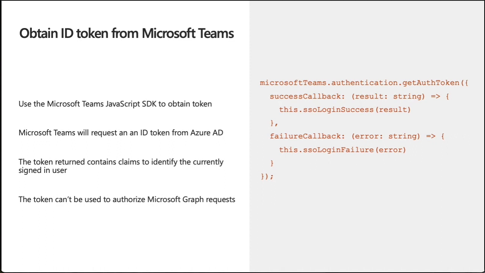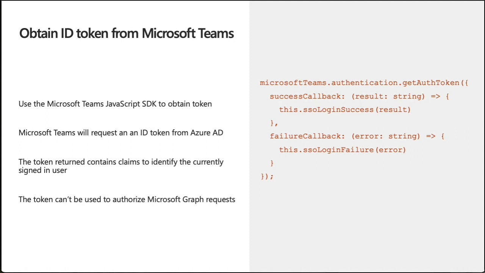Again, this token is commonly referred to as a bootstrap token because it only contains details that are used to identify the currently signed-in user. It does not contain any permissions that can be used to call Microsoft Graph. To obtain this ID token, you're going to use the Microsoft Teams SDK authentication object. You can see on the right half of the slide, we're working with the Teams JavaScript API. The result object that is passed into the success callback method is going to contain the access token that's been returned by Azure AD.